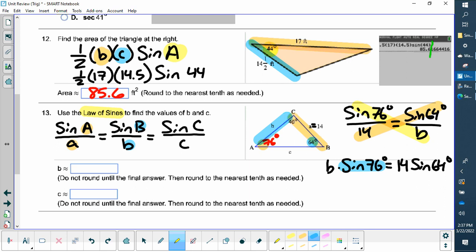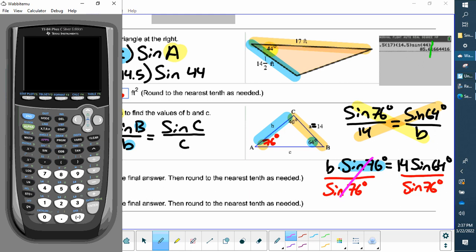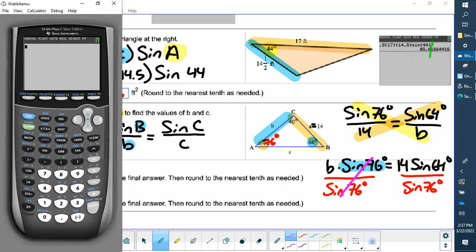The opposite of multiplying is dividing. I'm going to divide the left side, and I would do the same over here and balance out my equations. Now it's a calculator problem. I do have to be in degree mode, and I'm going to type it in exactly the way it looks. So 14 sine of 64. Do close your parentheses here, divided by the sine of 76. Enter. And there's my first answer.